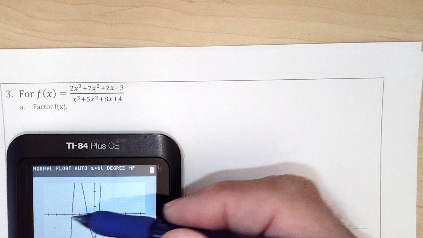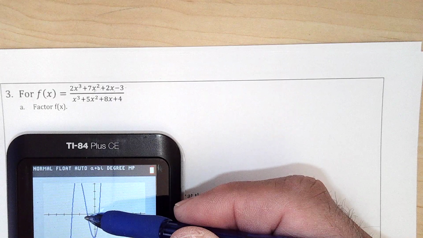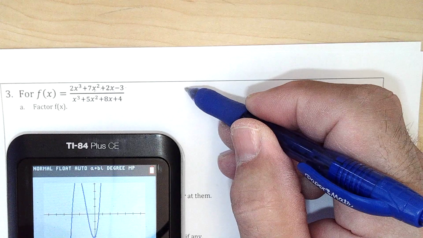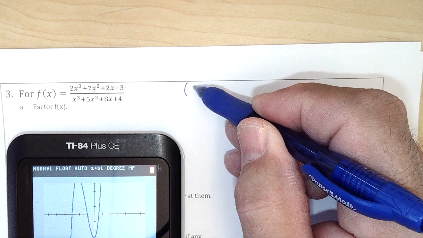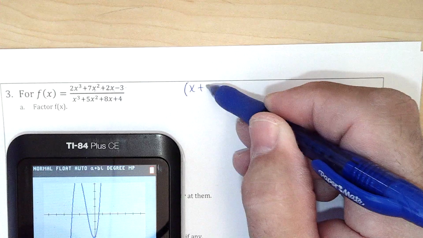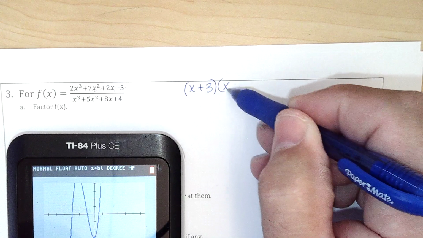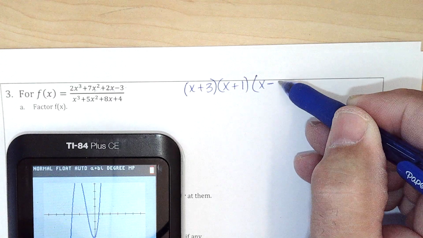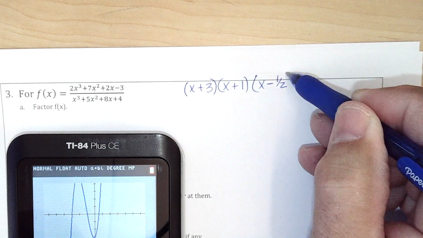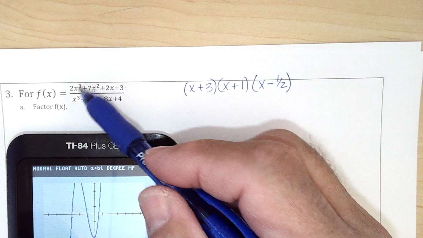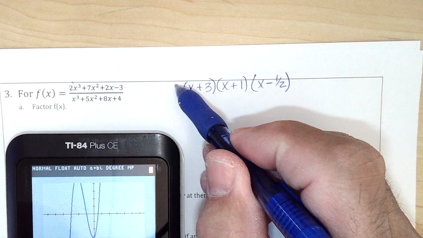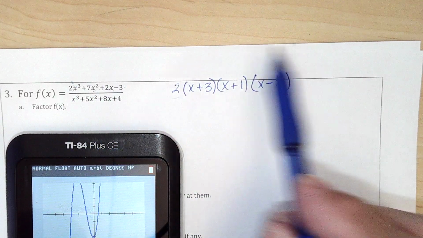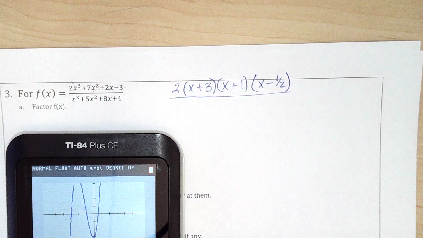Looks like it goes straight through at minus 3, straight through at minus 1, and at a half. So I'm going to guess it factors to x plus 3, x plus 1, and x minus a half, or 0.5. And there's a leading coefficient. You've got to get all the pieces. Get the leading coefficient and the factors that are shown on the calculator.